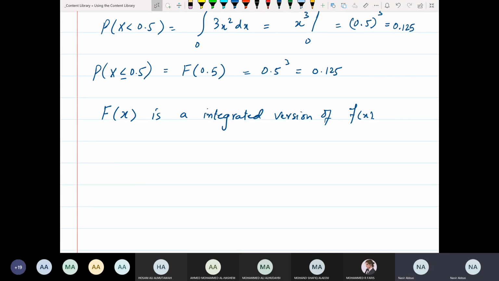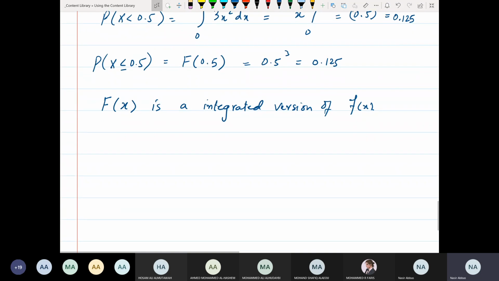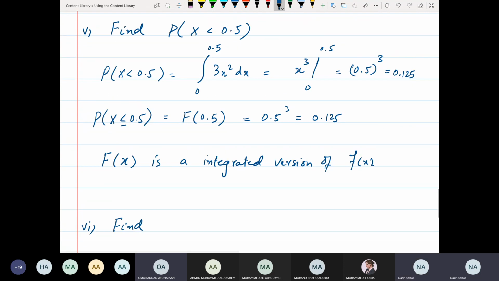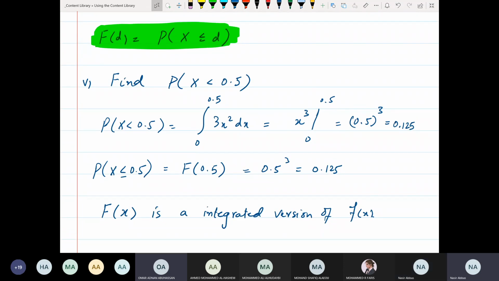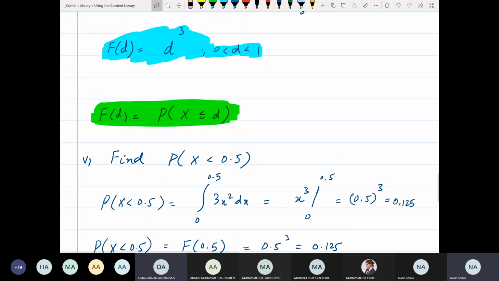Another question. Part 6. What if I ask you? Sorry, doctor. Yes. Why can I not use big F in the first one, since the probability at a specific value is equal to 0, so I can add equality without changing anything.